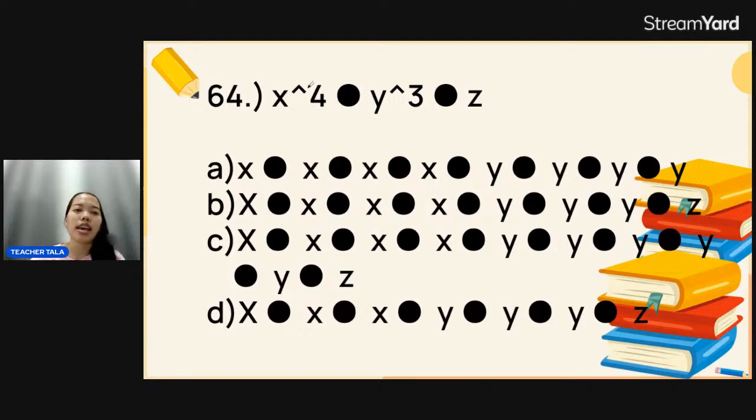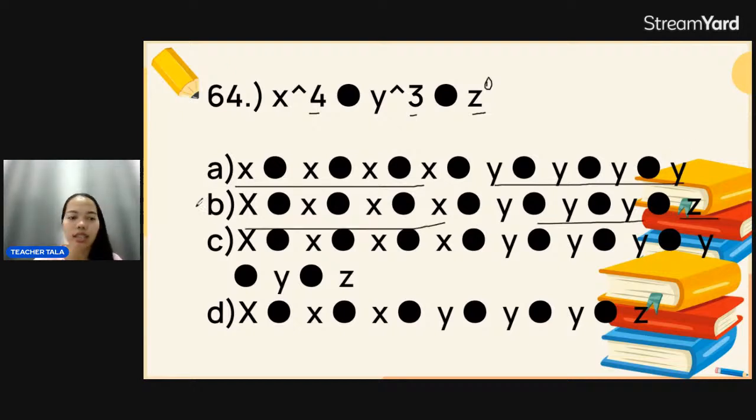Next, x to the power of 4, y to the power of 3, and only 1z. So, kapag yung number or any variables, wala siyang makikita exponent, there is actually an invisible 1. So meaning that's just one. One time lang yan. Okay? So, apat na x, tatlong y, isang z. That's letter B.